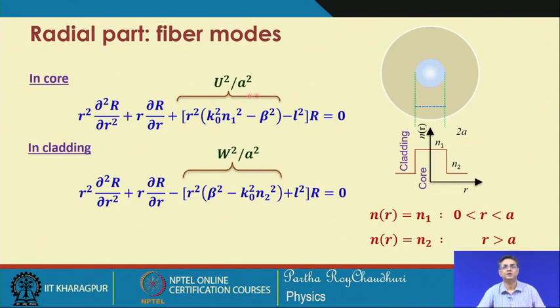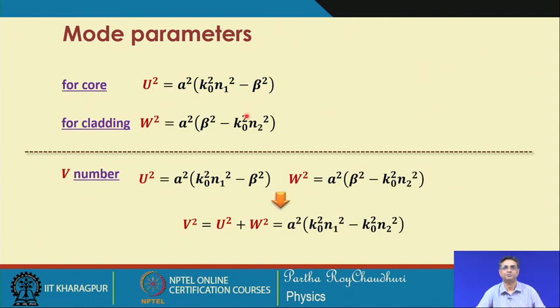This is the equation for the core, because we have replaced n r square by n 1 square, whereas this is the equation for the cladding. You have two separate homogeneous regions, and the wave equation will be satisfied separately in these two regions. We will have to match the continuity conditions at the interfaces, and that is the same recipe that we will follow. Here we will define the mode parameters, this quantity u square by a square equal to this, whereas w square by a square equal to this for the cladding, whereas this is for the core.